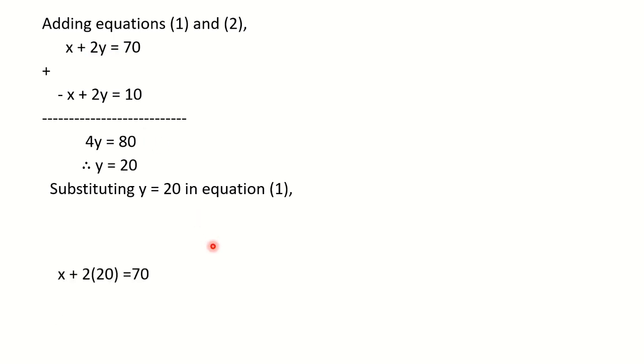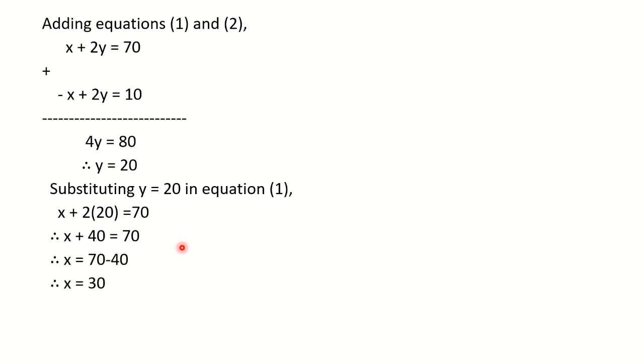So what is the equation now? x plus 2 into 20 inside the bracket. That means, in place of y, we are writing 20 in bracket, is equal to 70. So 20 into 2 is 40. So the next step is what? Therefore, x plus 40 is equal to 70. Then shift this 40 to RHS so that we will get the value of x as 30. So x is equal to 30.